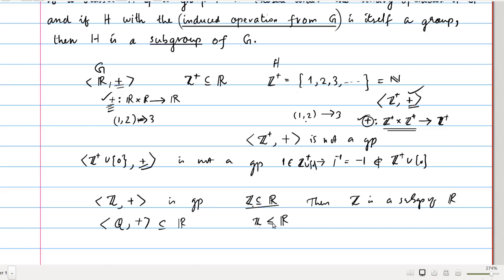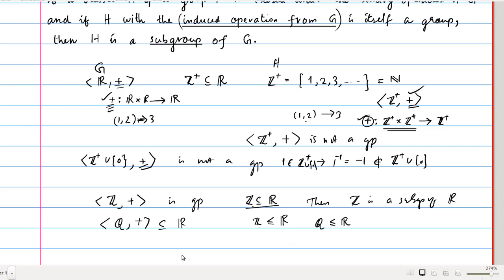One thing is obvious here: the binary operation of Z is nothing but the operation induced from the binary operation of R. Similarly, you can write Q is a subgroup of R. That means R under addition is a group, and Q under addition is also a group with the same rule. Then we can consider this Q as the subgroup.